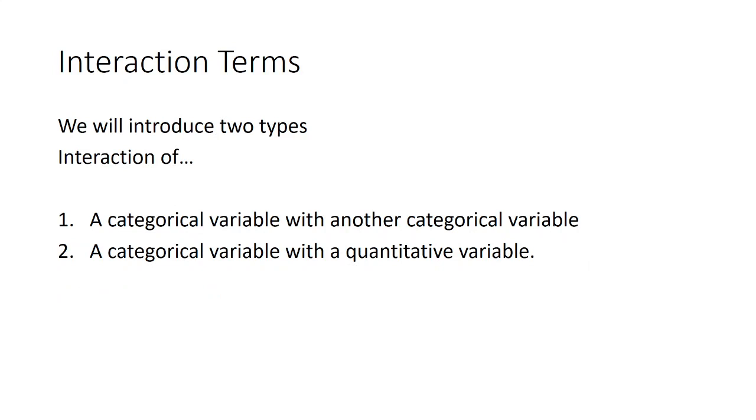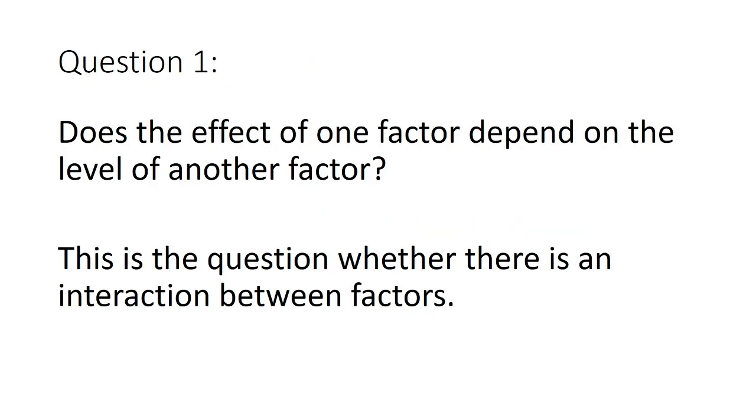So really there are two types of interaction terms. There are more, but we're just going to focus on a categorical variable with another categorical variable, or a categorical variable with a quantitative variable. And we'll look at that a little bit later. So the question is, does the effect of one factor depend on the level of another factor? That's the question of whether there's an interaction between factors.